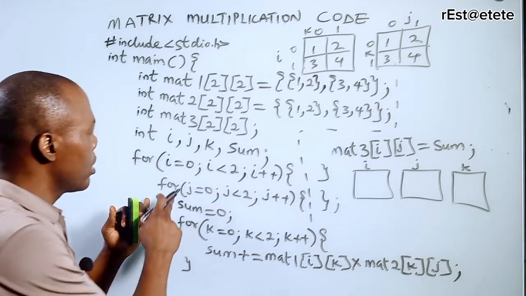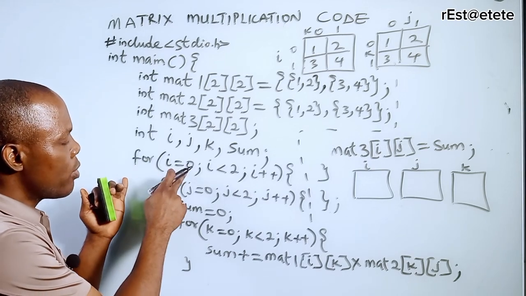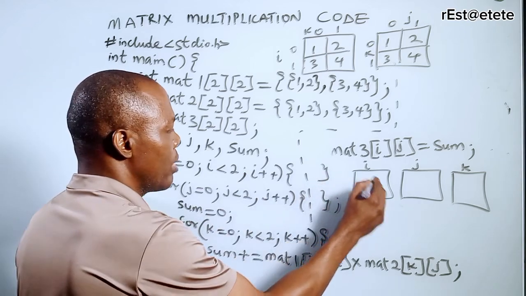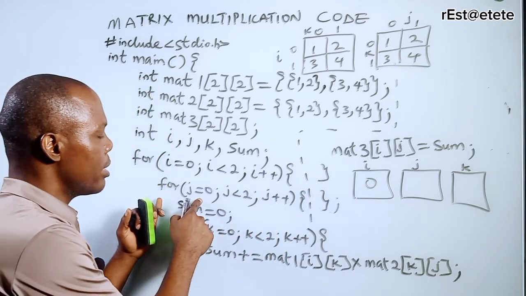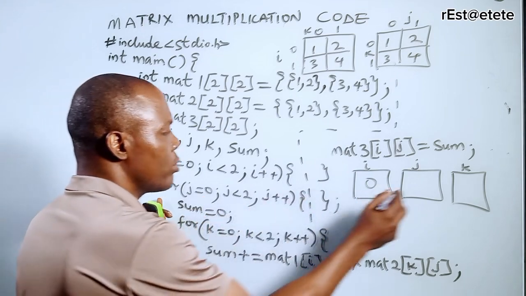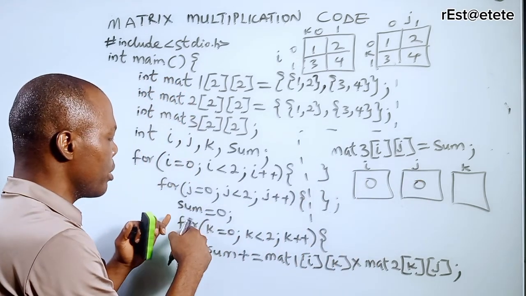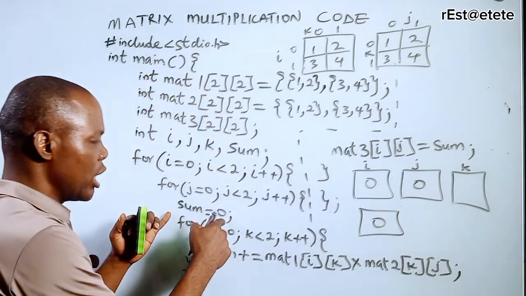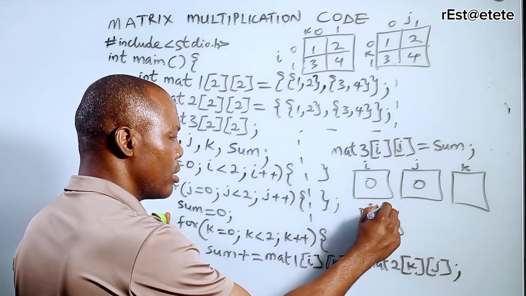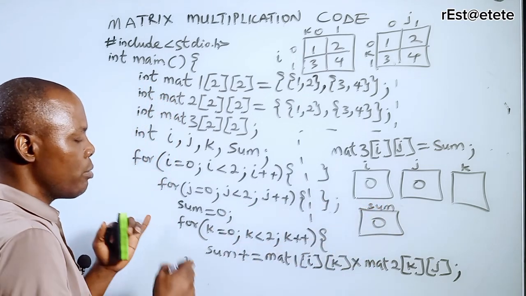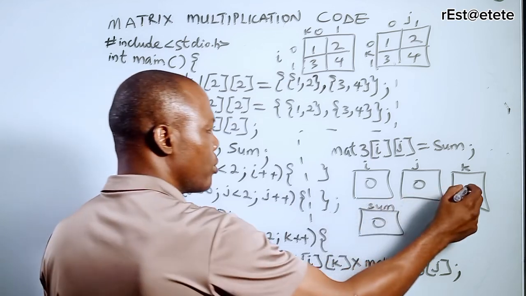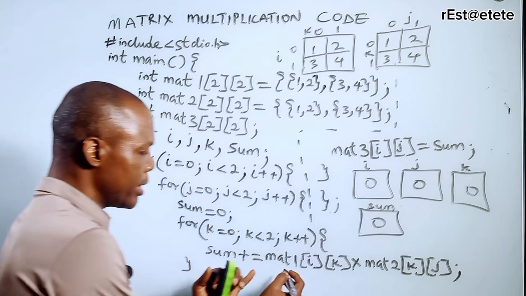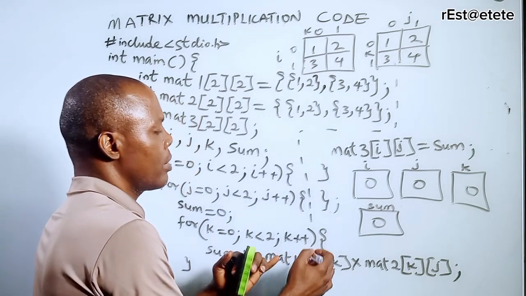So what do we do? We come into this. I equals 0. I is less than 2. That is true. You come in. So we have assigned 0 to I. Assign 0 to J. J less than 2. You come in. Then you also have sum. So at this point, you assign 0 to sum. Then you come into this place. K, assign 0 to K. K less than 2. That is true. You come in. So what this is saying is mat1[I][K].